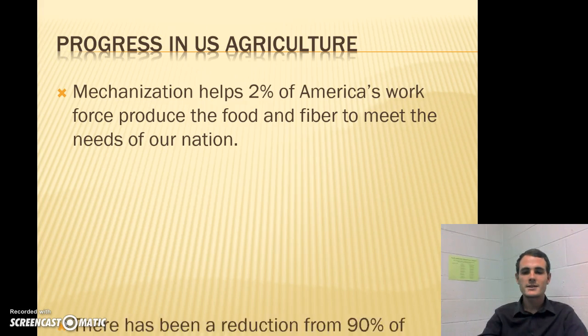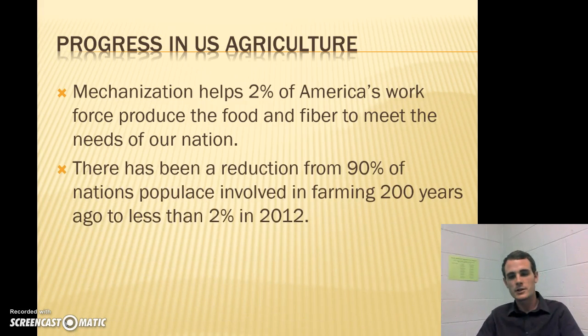All right, progress in agriculture. This is the last thing we're going to touch on in this video. There's the mechanization, which helps 2% of America's workforce produce the food and fiber to meet the needs of our nation. And then there has been a reduction from 90% of the nation's population involved in farming 200 years ago to less than 2% in 2012, just recently.